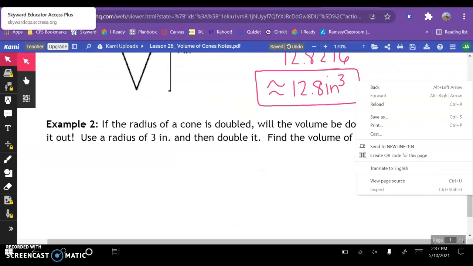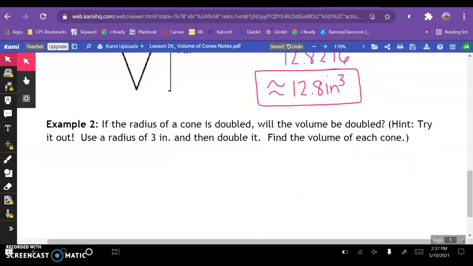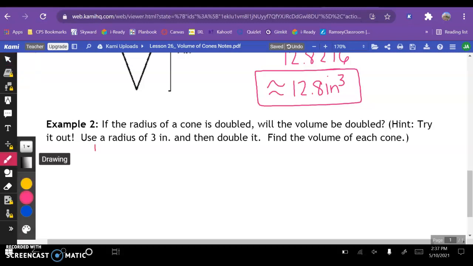All right. If the radius of a cone is doubled, will the volume be doubled? We are going to use the radius of 3. So we're going to do 1/3 times pi times our radius squared times our height, and we get to make our height again, so we're going to pick 5 for it. I am going to type all of this in my calculator, and I get an answer of 47.1.